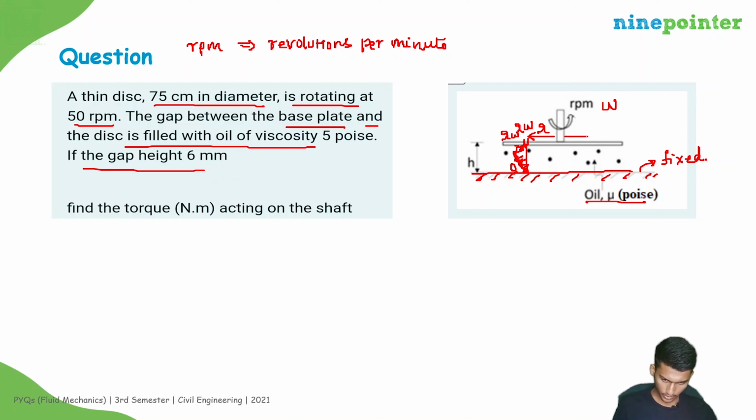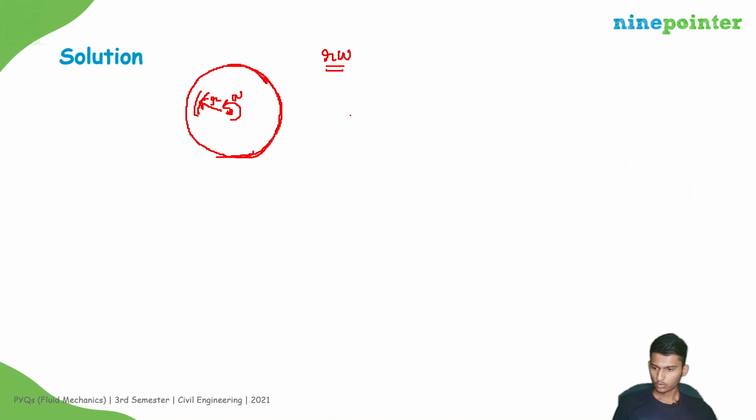Similarly, at a distance r we will have a circle. On that whole circle of radius r, on the circumference, the velocity at the plate will be r omega and at the base plate will be 0. So the variation will be a triangle from 0 to r omega. If you take a small ring element at a radius r and with thickness dr, the velocity at that position at the shaft will be r omega.